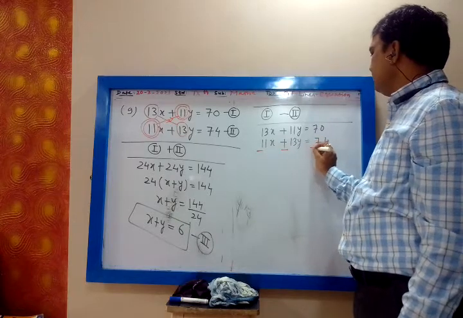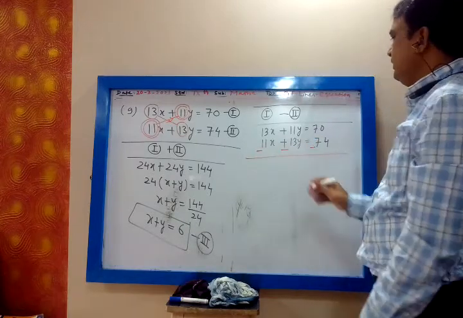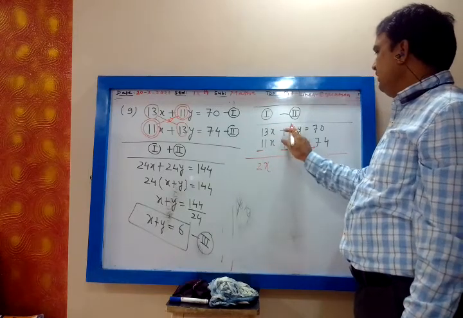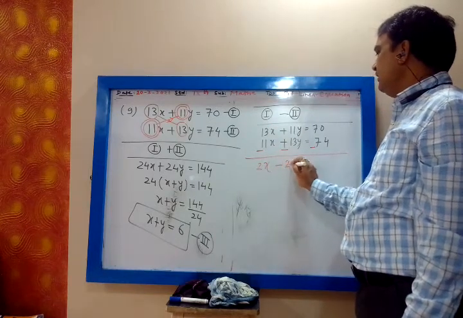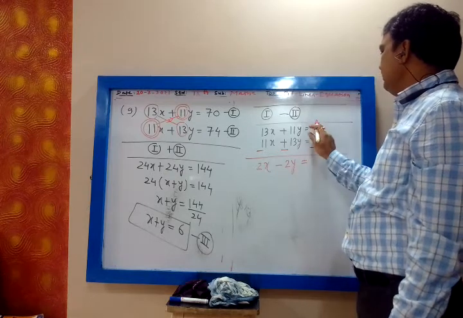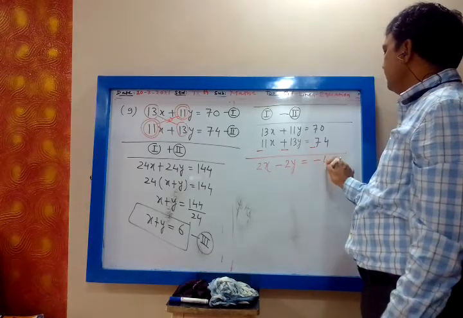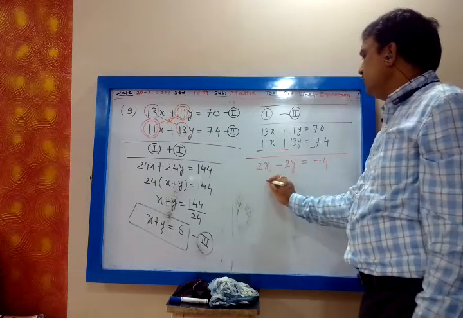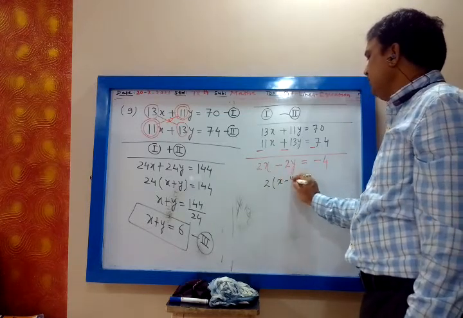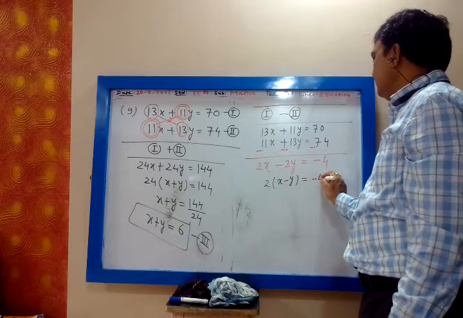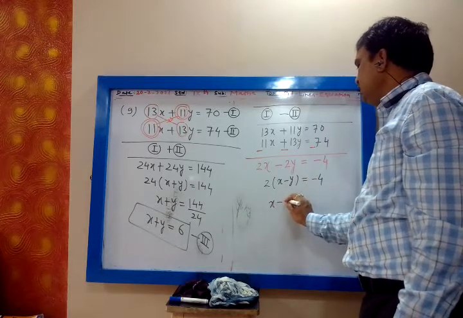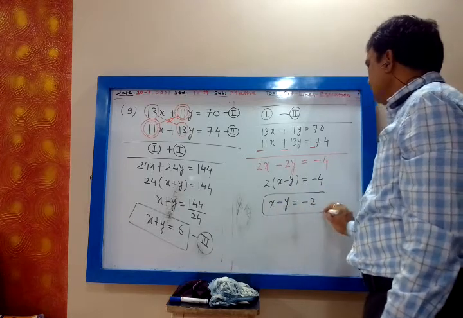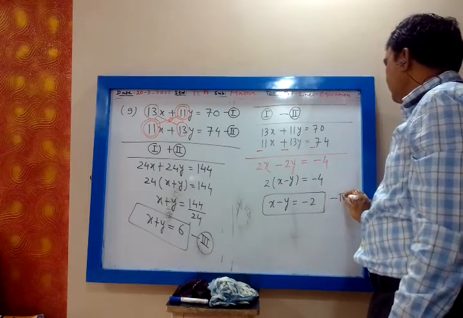Now see, 13 minus 11 is 2x. 11 minus 13 is minus 2y. Is equal to 70 minus 74, which is minus 4. Okay. So you can take 2 common. So 2 into x minus y is minus 4. So you will get x minus y is equal to minus 2. This is my equation number 4.